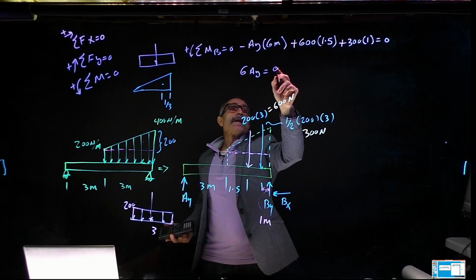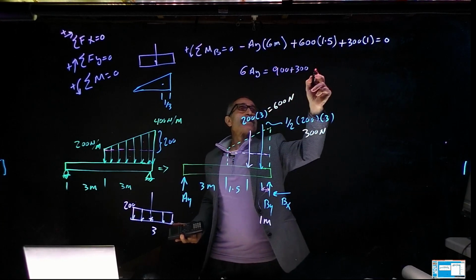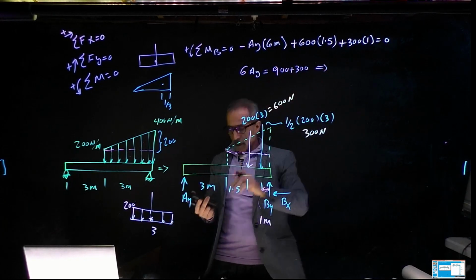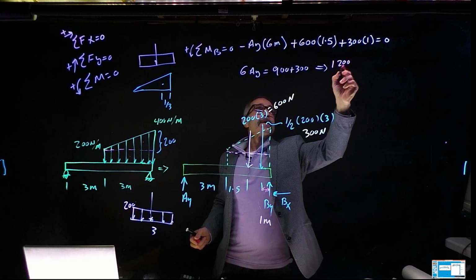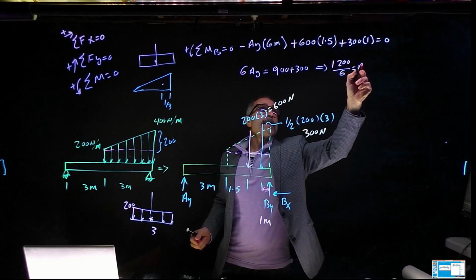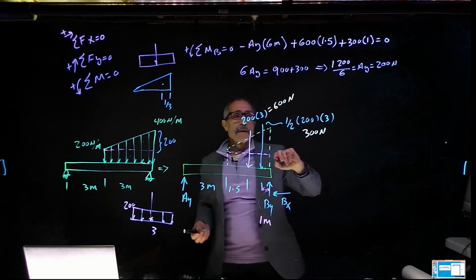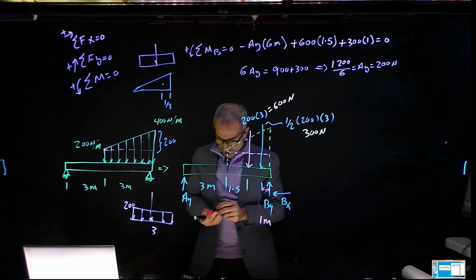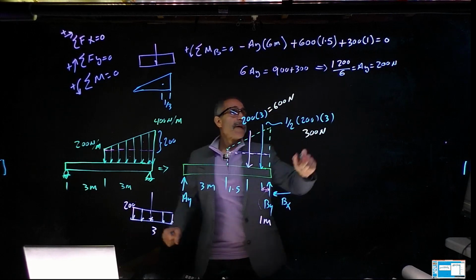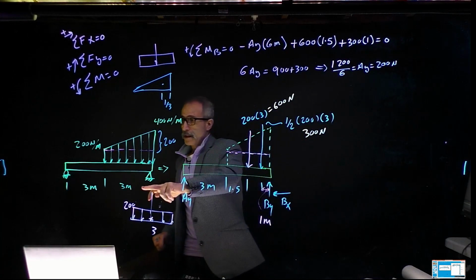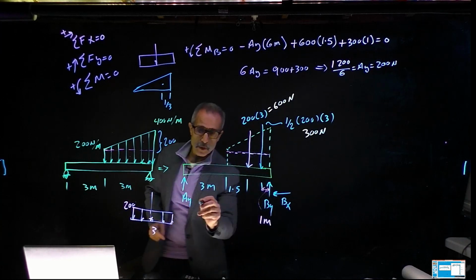So I got 900 plus 300, and that's 1200. So 1200 divided by 6. That'd be 1200 divided by 6 is equal to AY, which is equal to 200 Newton. Okay. Now in the same way, I can go ahead and calculate the other reaction. We found AY came out to 200.